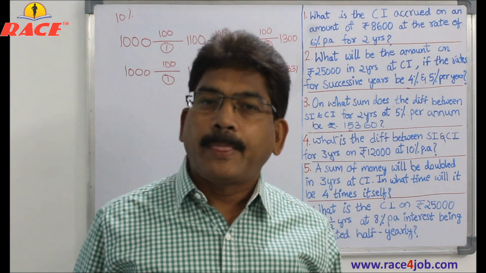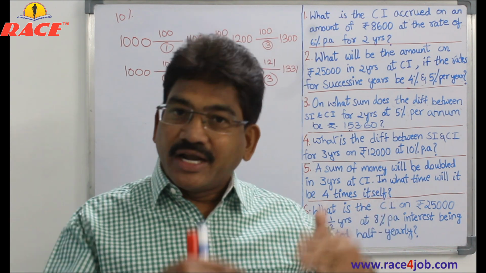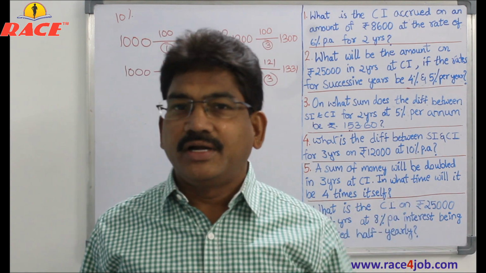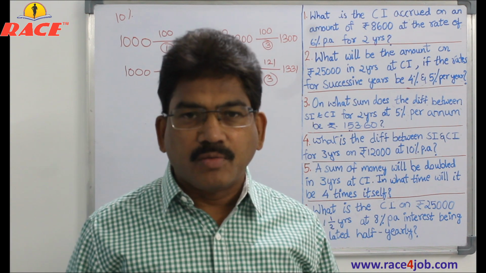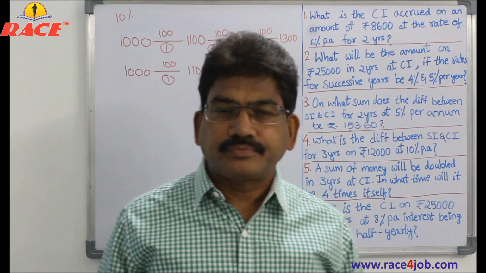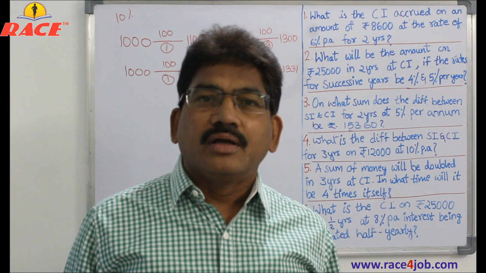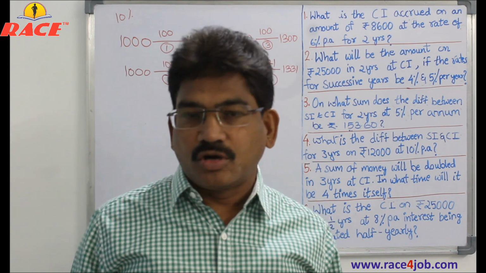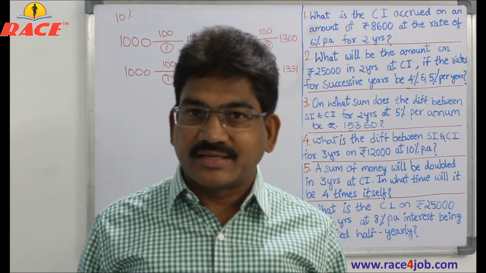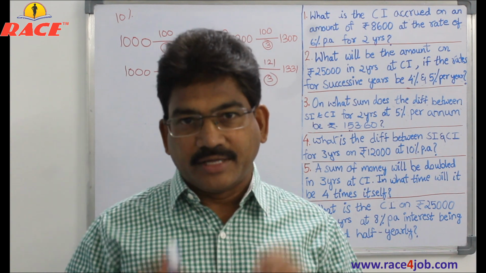Say for 2 years, you have to find out simple interest for 2 years, find out compound interest for 2 years and take out the difference. If it is asked for 3 years, you find out simple interest for 3 years, compound interest for 3 years and take the difference, and so on. Regularly in the examination, whether it is bank examination or staff selection commission, CGL, CHSL, they ask the difference between simple interest and compound interest, but most frequently for 2 years and 3 years. So for these 2 years and 3 years, better you remember the formula.